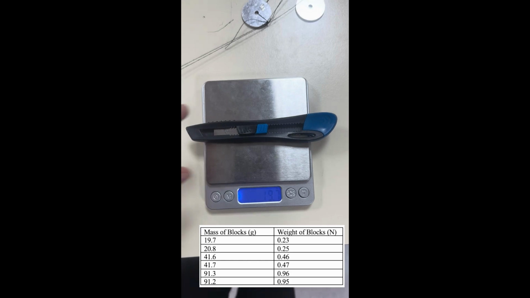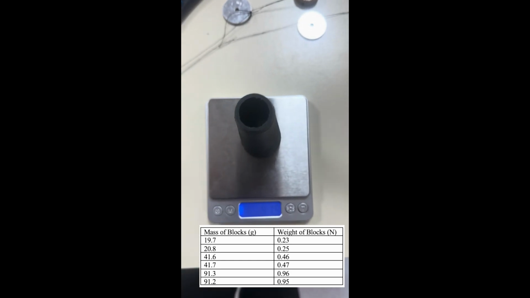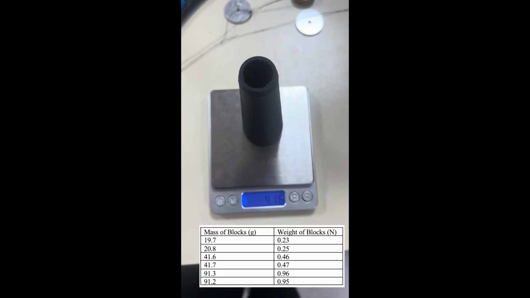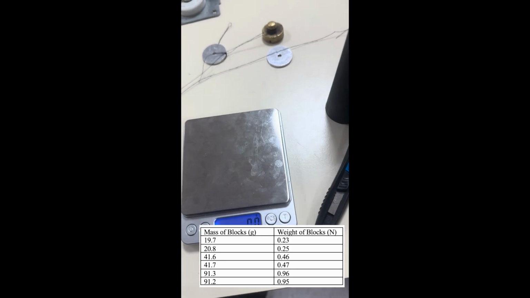First, as shown in the video, the masses of 6 different objects were measured one by one using a dynamometer, and these values were recorded. Then, the weights of the same objects were measured again, and the corresponding force values in newtons were noted.